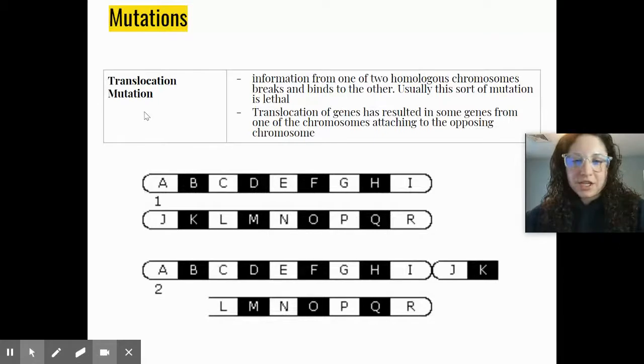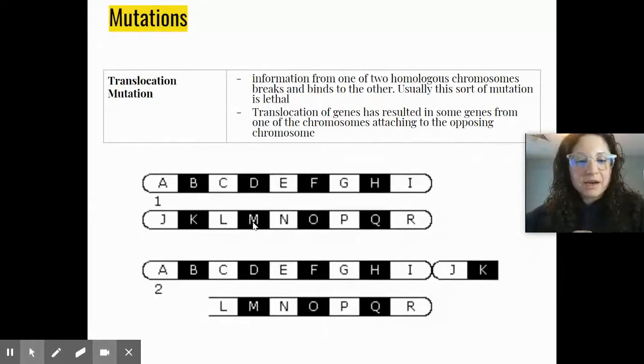So translocation. This one is almost always deadly because remember, you need to have homologous chromosome pairs. So that's what you're seeing in number 1 over here. These are homologous chromosomes. So genes D and genes M might both code for eye color. So D might be like brown eyes and M might be for brown eyes. They code for the same gene. It might be different alleles.